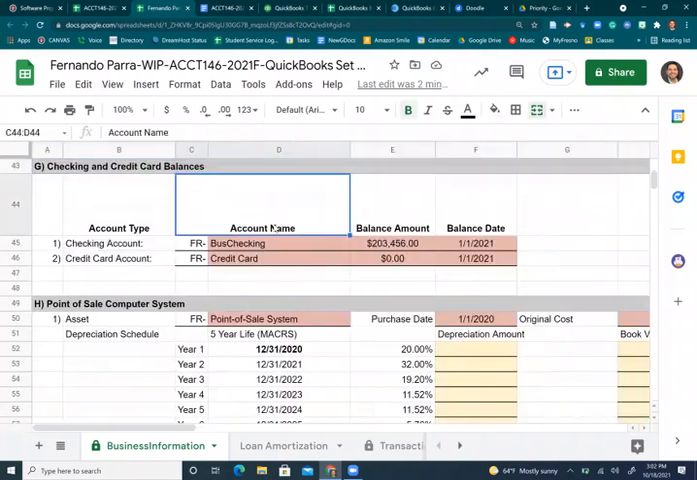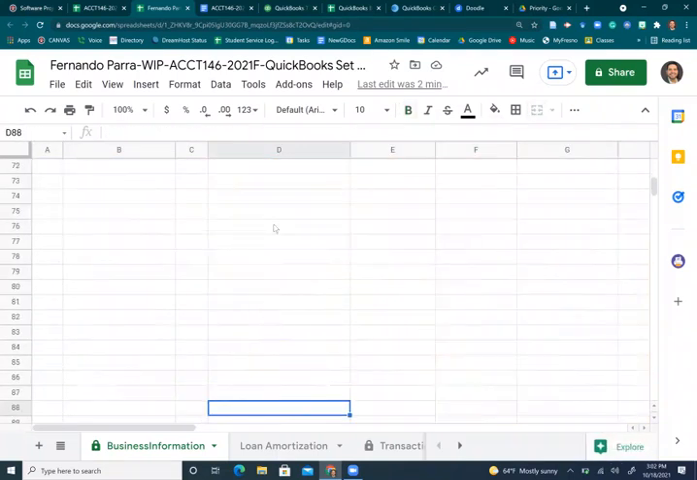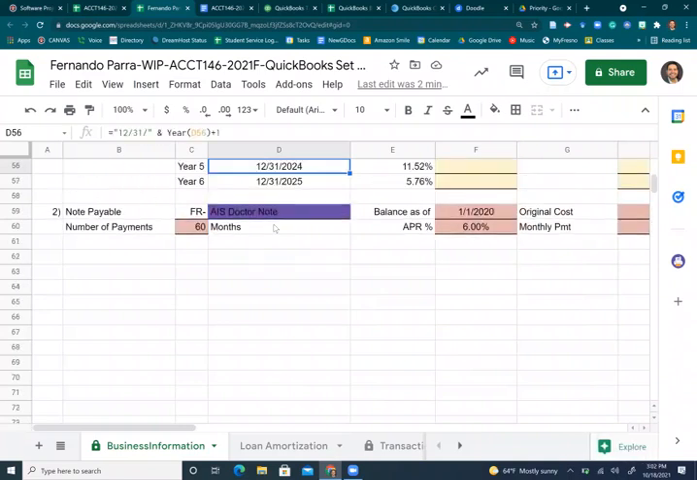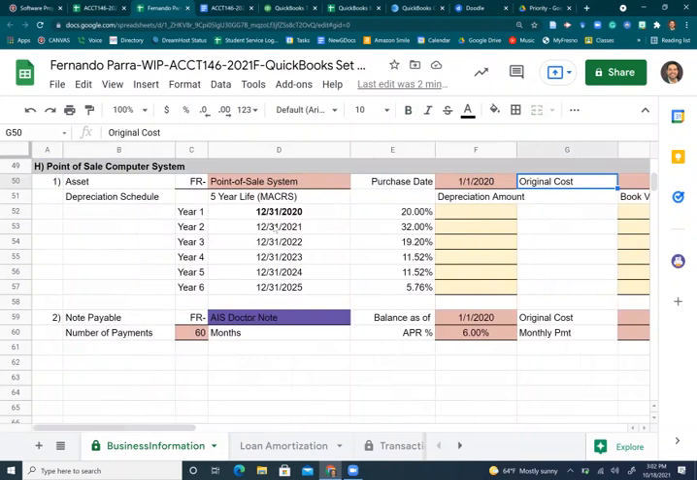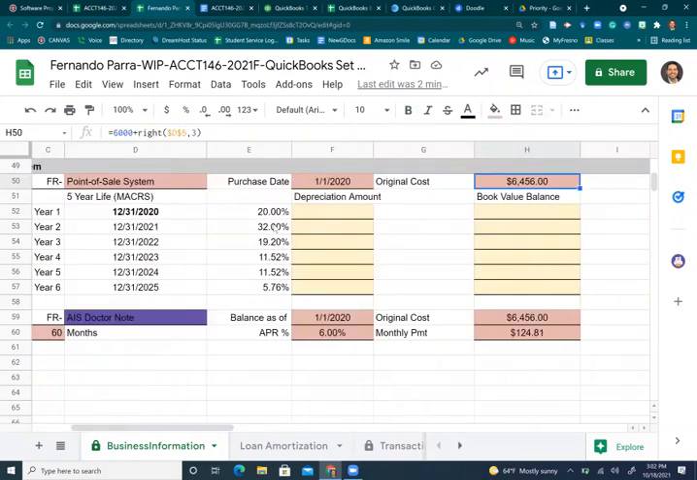So you should have, depending on your student ID, an actual loan right here. Actually, the purchase of an asset for a point of sale system. It should be somewhere in the vicinity of $6,500, give or take about $1,000. From 6 to 7,000.